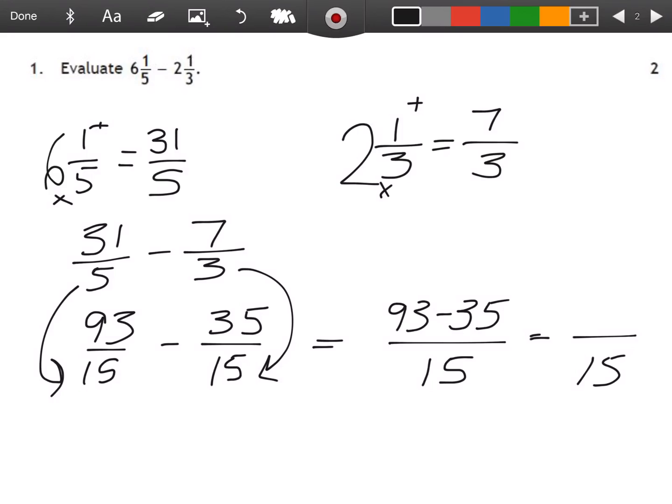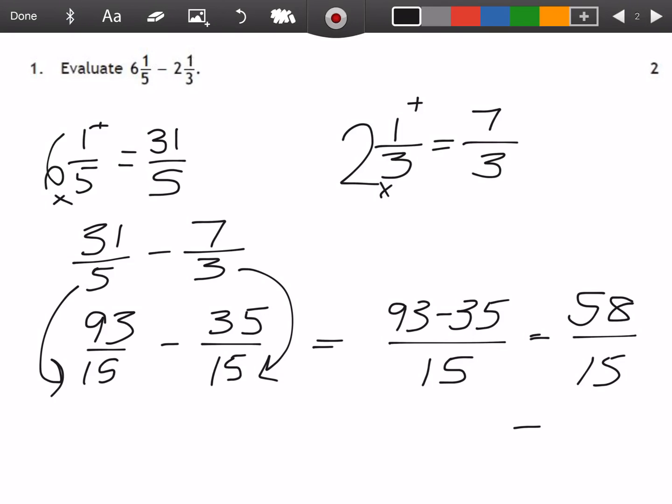Remember, this is non-calculator work. I don't want to see anyone, not that I will see you, but please don't be picking up your calculators. 93 take away 35 is 58, okay? Let's just double check to see if it says whether we need to write it as a mixed number or anything. It just says evaluate. That answer will get you full marks.